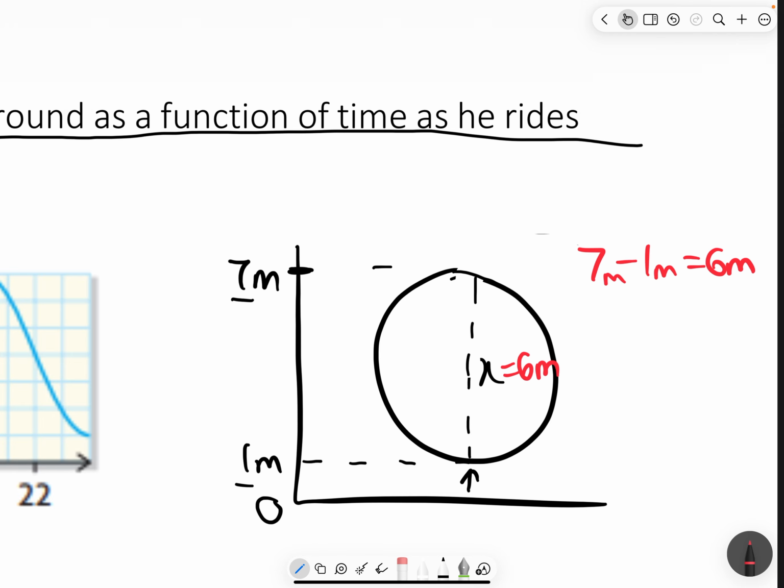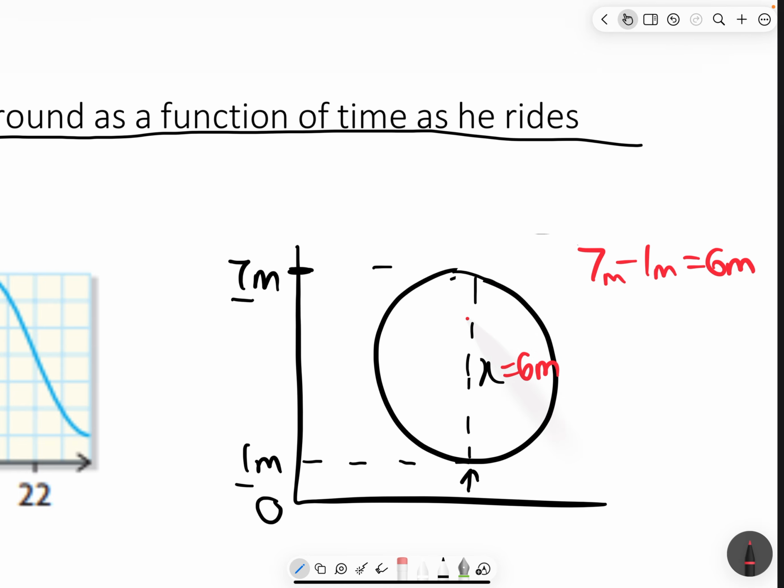All right, I hope you guys are here with me. What I basically did here, I know that the Ferris wheel has been lifted 1 meter above the ground. The maximum height you can reach on the Ferris wheel is 7 meters. So it's like 7 meters tall above the ground, right? The highest point you can reach while sitting on the Ferris wheel. All I did was do 7 minus 1, which gave me the diameter of this Ferris wheel.